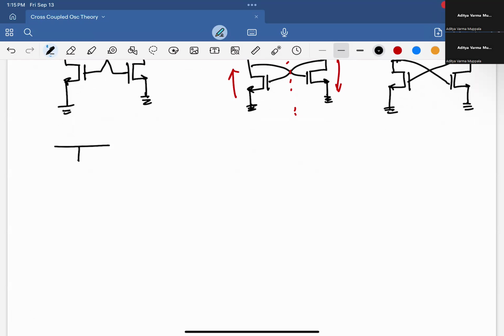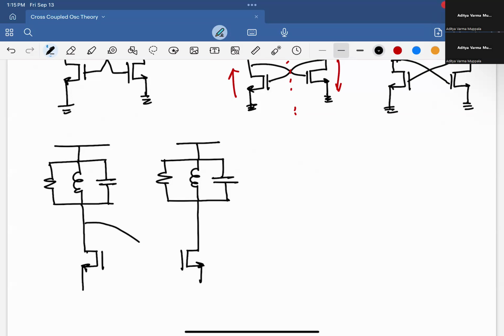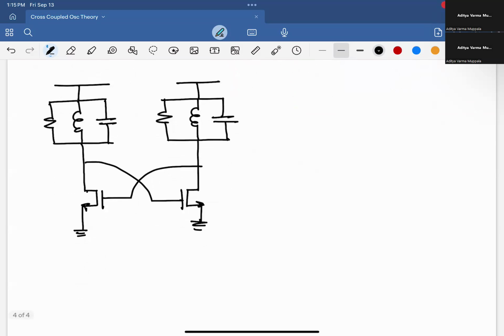I have one parallel RLC like this, another parallel RLC here, and then my transistors cross coupled that way, down here. Okay, so that's the final circuit.